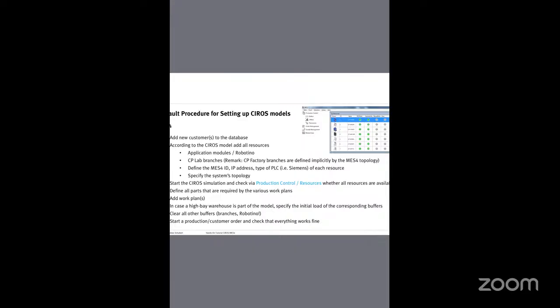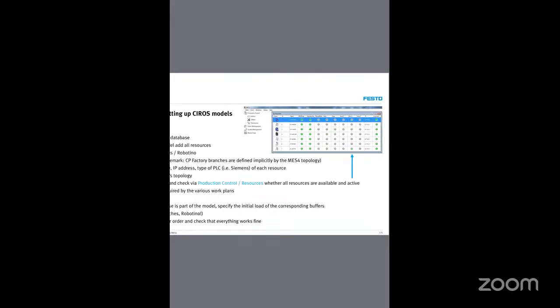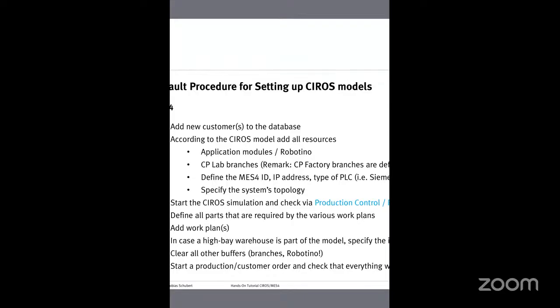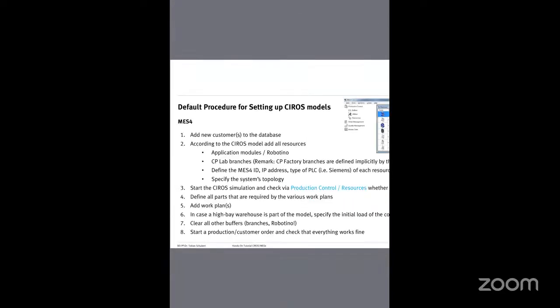Okay, so now I have opened this production control, sorry, MES4, right? So let's see. Go to production control and there is an option called resources. So check all the resources. You have to check whether all the resources are in green color or not. And then after that, create the production parts.